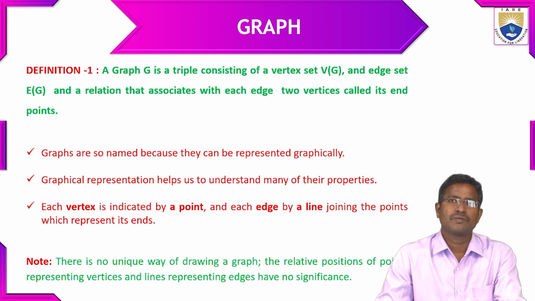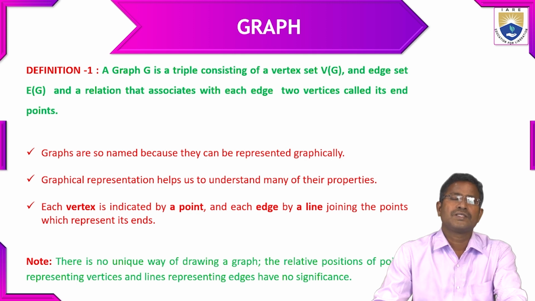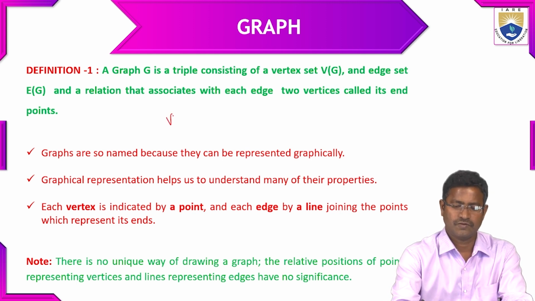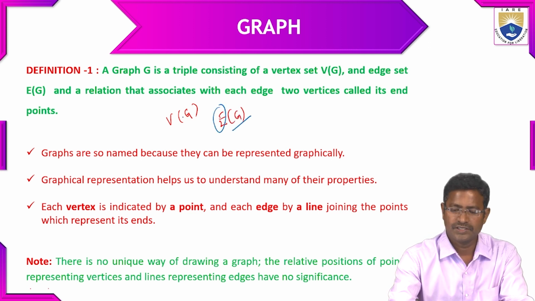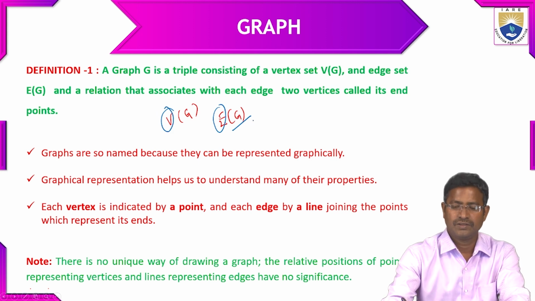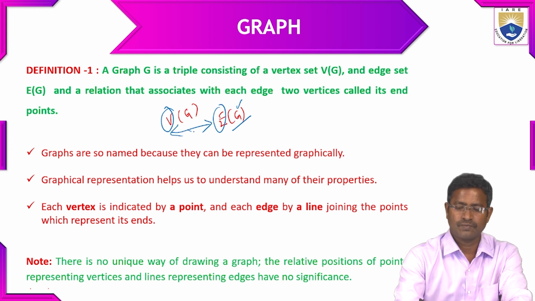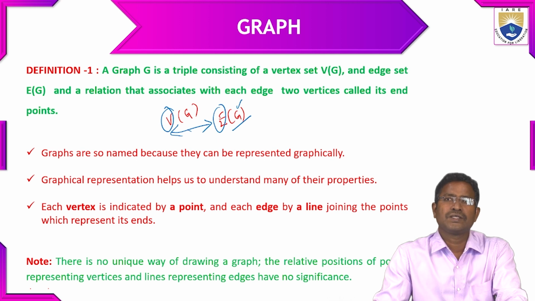The graph is normally represented as G, a triple. Triple means 3 parameters will be there, consisting of the vertex set, called V of G, the edge set, that means E of G, where E means edges and V means vertices. So this represents the graph. And the third is the relation, or the association, between vertices and edges.